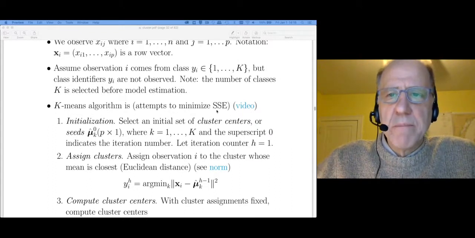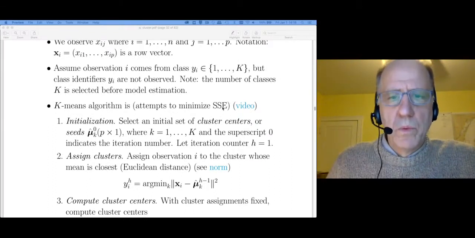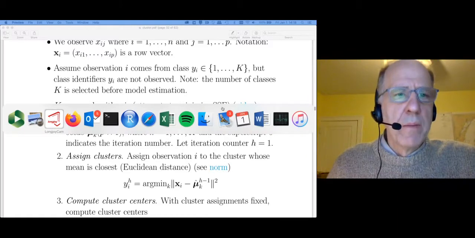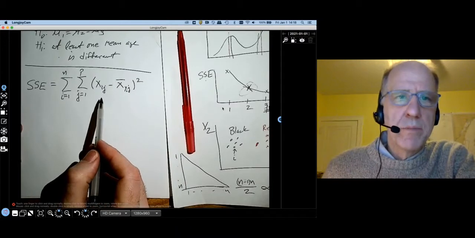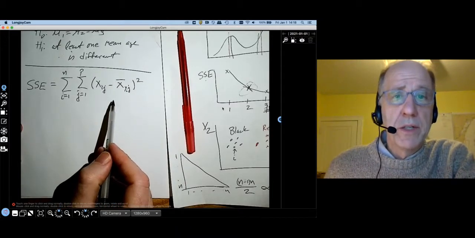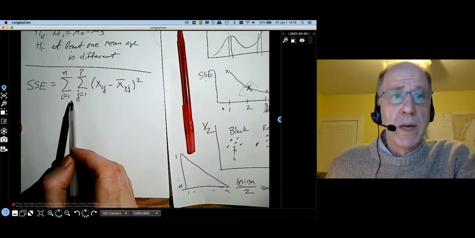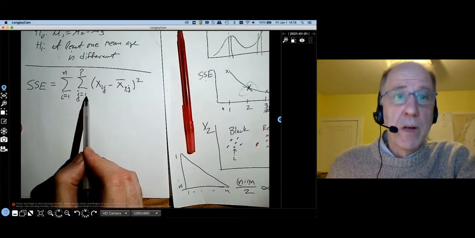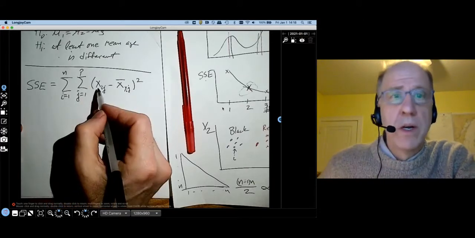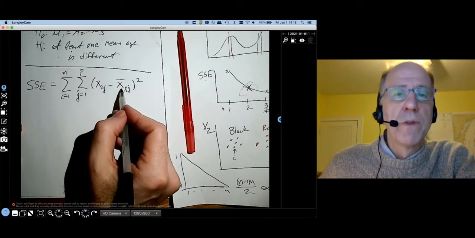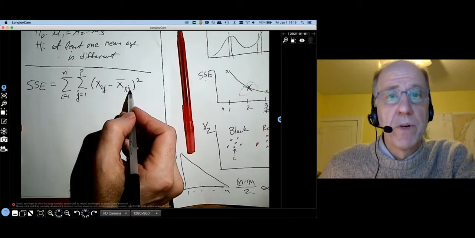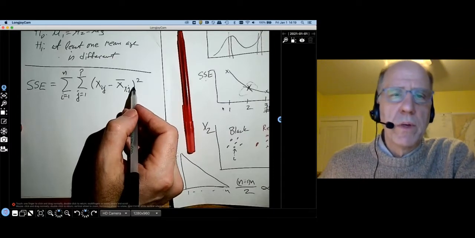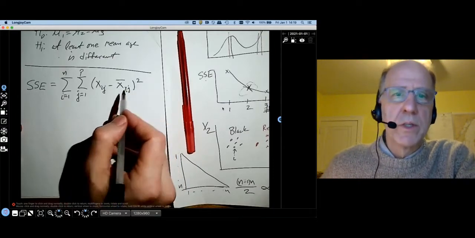K-means is designed to minimize SSE. What exactly do I mean by that? Before I started the video, I wrote out the objective function in scalar notation. So what this means is we're going to add up over all observations and all of our dimensions how far each x is from the cluster mean. So this is going to be cluster y sub i, the cluster to which observation i is assigned, variable j, squared. So there are a couple things that immediately should stand out.